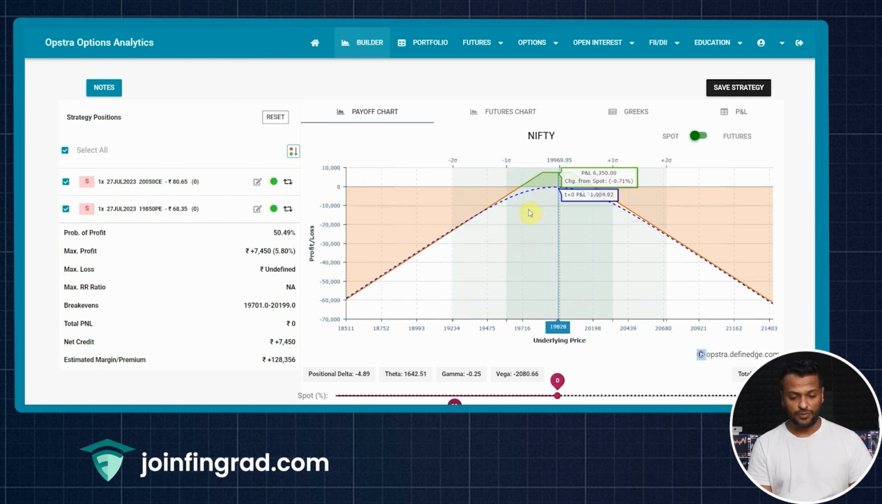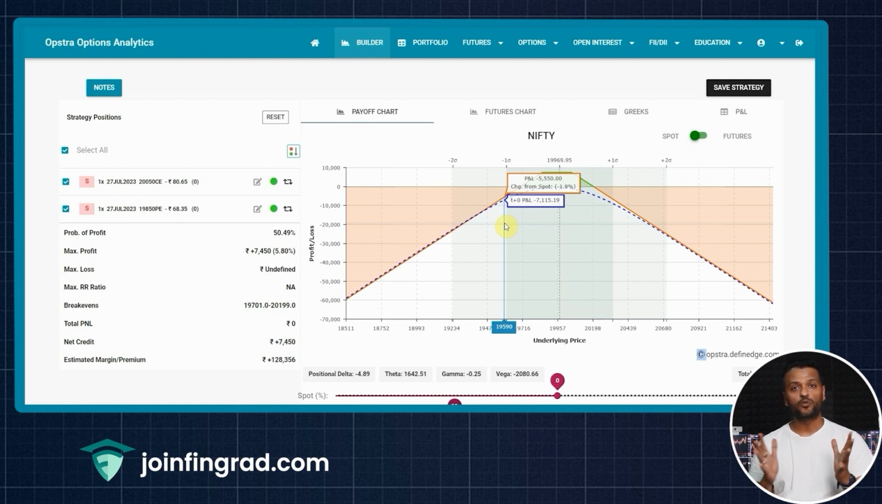So if the market stays within the range of 19,701 to 20,199, that is this 500 point territory, he's set to make money. So strangle writers obviously want to go as far out of the money as possible, because why? It gives them bigger room to play with. So that is how a payoff works.